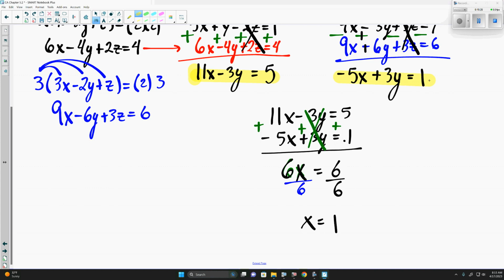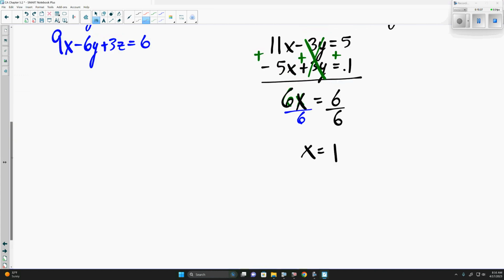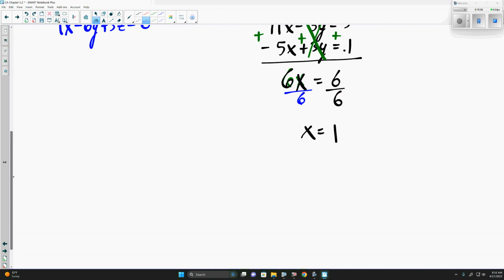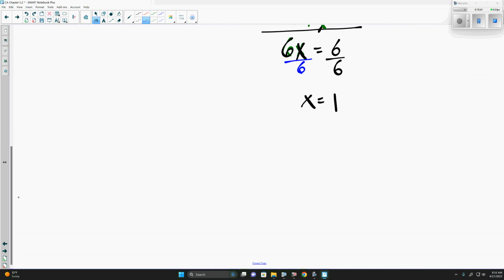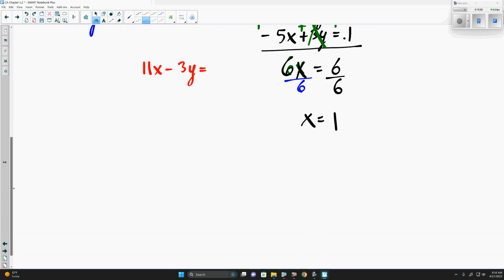or, well, I do have two equations here that are just x and y. So what we can do at this point is I can just pick one of those two equations. So I can pick 11x minus 3y, we can do it off to the side here, equals, make sure I get the correct 5. And we can plug 1 in for x.